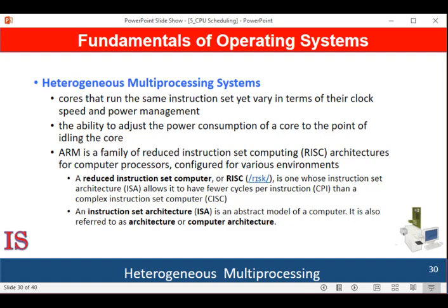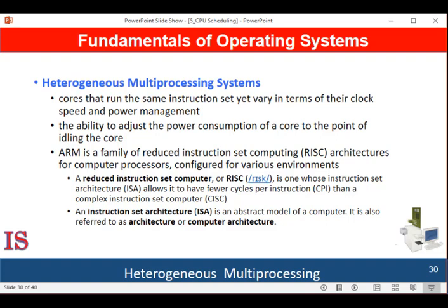Although mobile systems now include multi-core architectures, some systems are now designed using cores that run the same instruction set, yet vary in terms of their clock speed and power management, including the ability to adjust power consumption of a core to the point of idling the core. Such systems are known as heterogeneous multiprocessing.